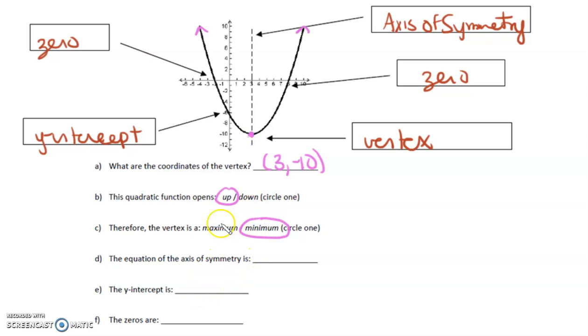The equation of the axis of symmetry. So what we want to do is first locate the axis of symmetry. So it's x equals p, right? The p is 3 in this case. So the equation of this vertical line is x equals 3. Okay, the y-intercept is here, it's -6, and the zeros are -2 and looks like 8.